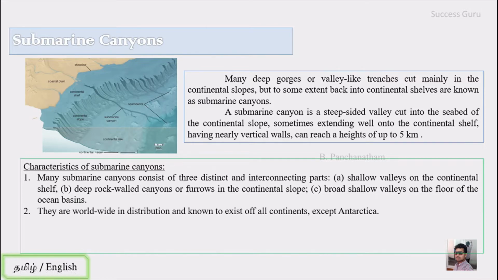They are worldwide in distribution and known to exist on all continents except Antarctica. So almost in all continents the submarine canyon is present except in Antarctica.